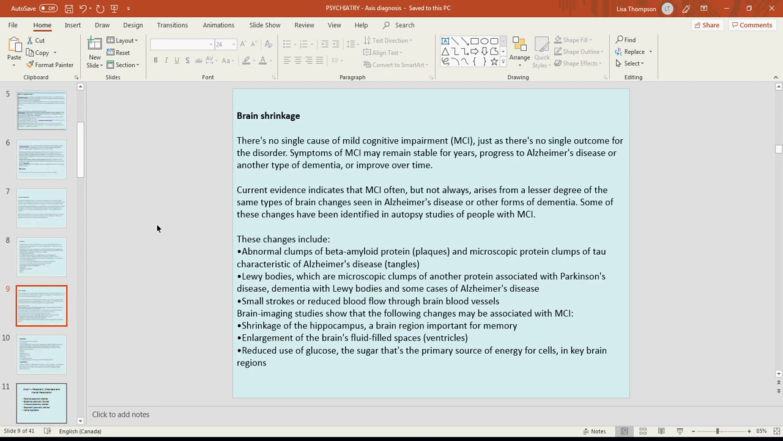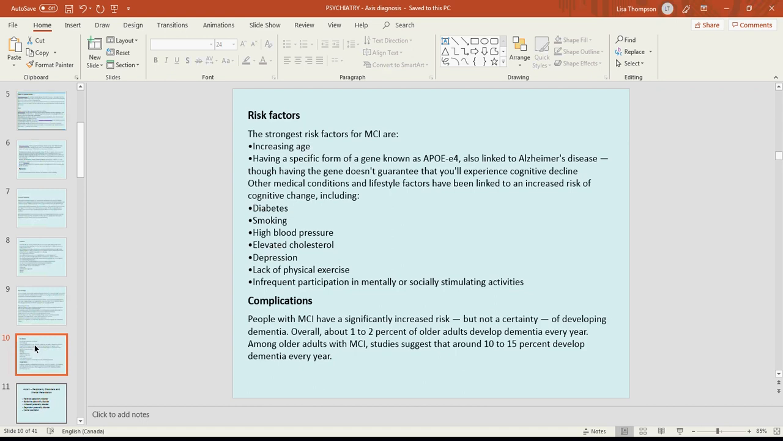Brain imaging studies show that the following changes may be associated with MCI. Shrinkage of the hippocampus, a brain region important for memory. Enlargement of the brain's fluid-filled spaces, which are the ventricles. Reduced use of glucose, the sugar that's the primary source of energy for cells in key brain regions.